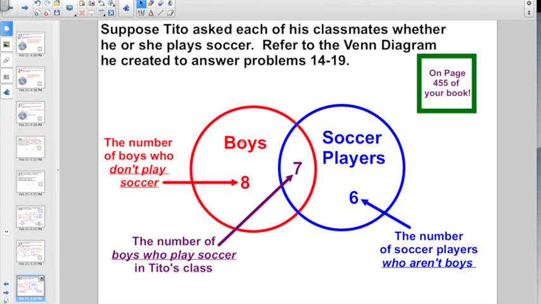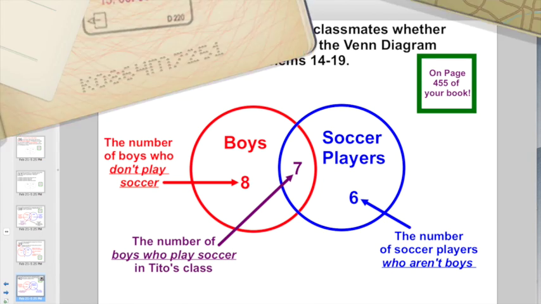Over here, for the circle labeled boys, is the number of boys who don't play soccer. On the blue circle over here with the blue number 6, under soccer players, those are the number of soccer players who aren't boys. Where these two overlap in the middle is the number of boys who play soccer in Tito's class, right? Got it all straight? Let's go on and try the last 5 problems.